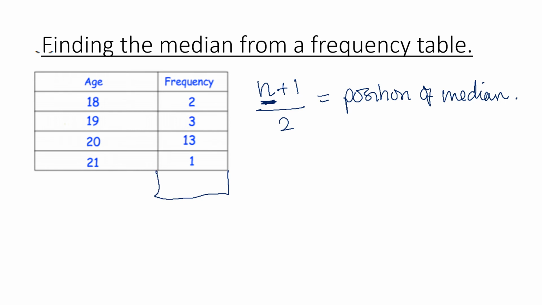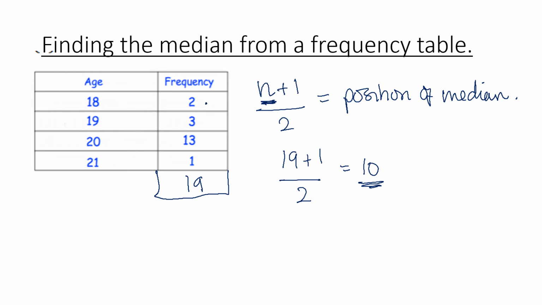So our total frequency here is 19, because we've got 2 plus 3 plus 13 plus 1 makes 19. So in this case we've got 19 plus 1 divided by 2. 19 plus 1 is 20, divided by 2 is 10, and that is the position of our median value in the frequency. So that means that we're looking for when the frequency hits 10.